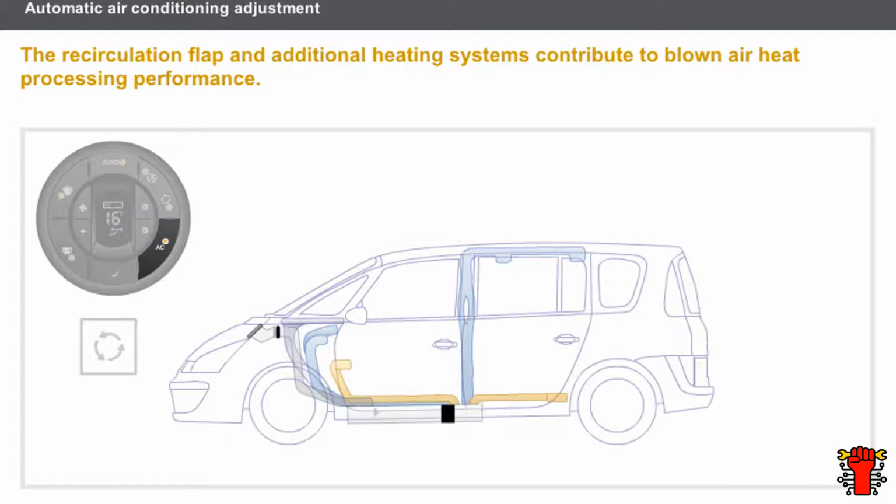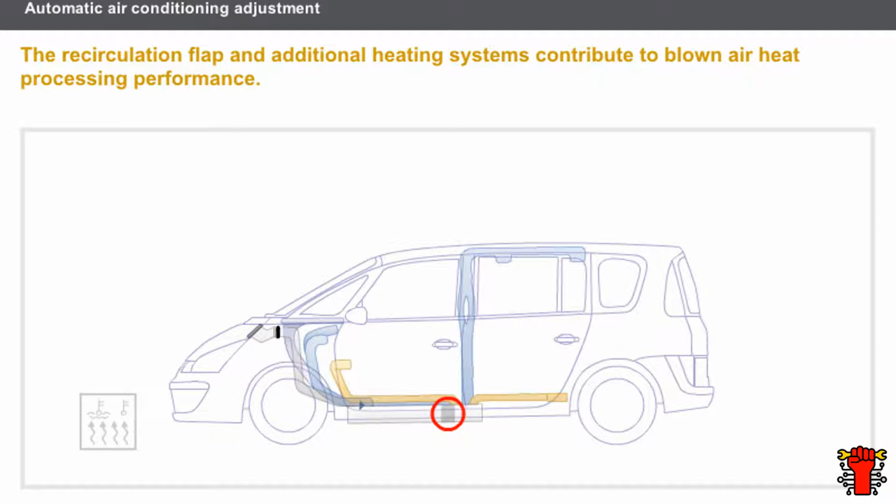On some vehicles, the recirculation flap is closed when the maximum air conditioning position is requested. The air then flows into the heater unit several times, which enables the requested temperature to be reached more quickly. The adjustment system can engage the additional heating, even if automatic mode is not engaged.